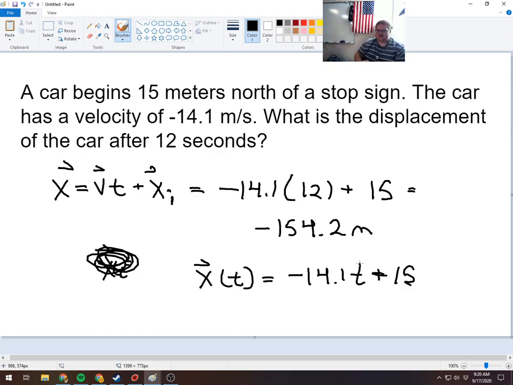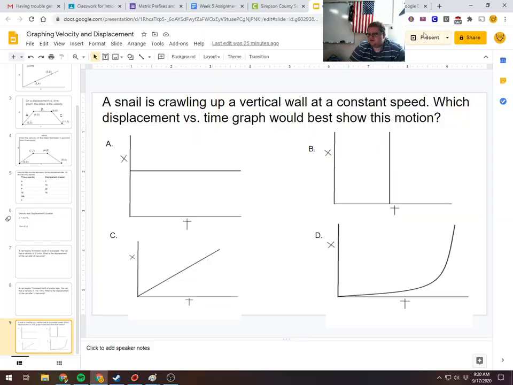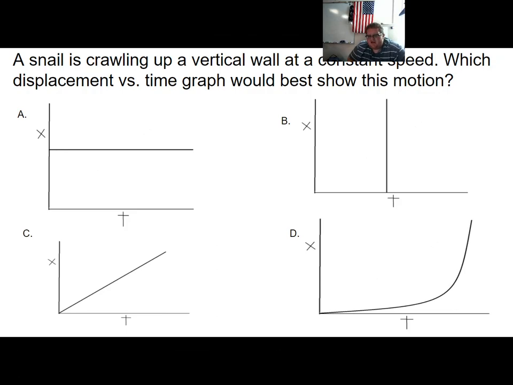Okay, that's where I'm going to stop. Again, there's a lot to this, so hopefully you can follow along with what I'm talking about. You did some graphing over the last couple days, so hopefully you can see that relationship, at least for displacement versus time. We're going to talk about what we can find out from a velocity versus time graph soon. I did have one more little question, last little multiple choice here. A snail is crawling up a vertical wall at a constant speed. Which displacement versus time graph would best show this motion?